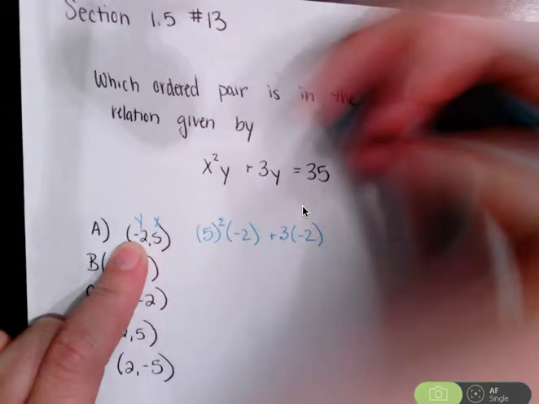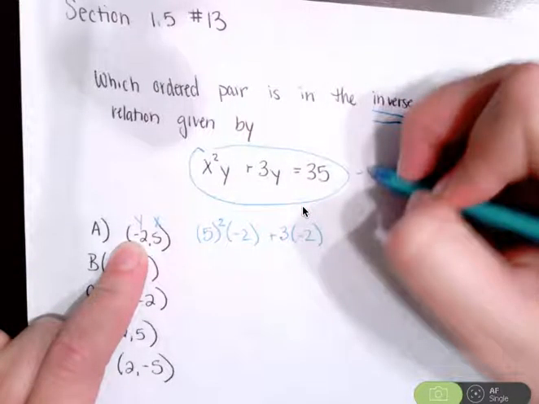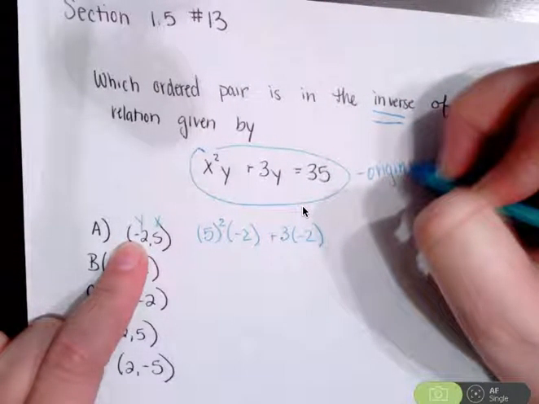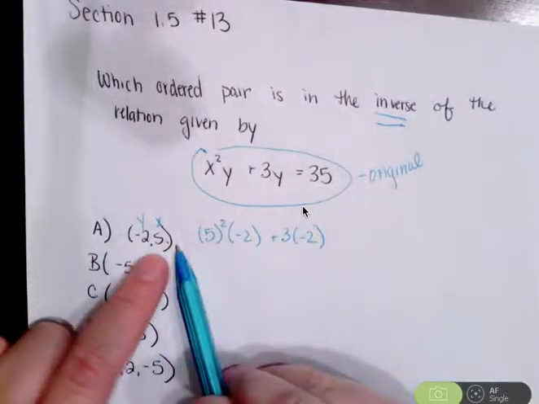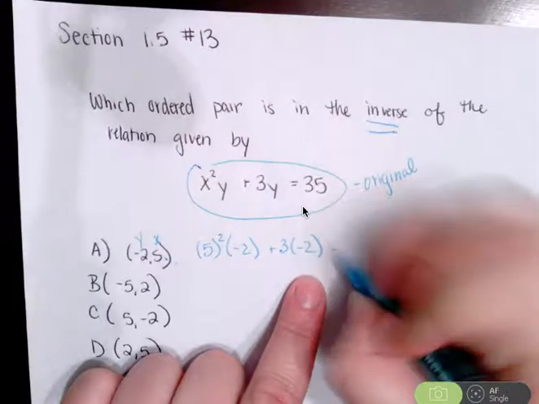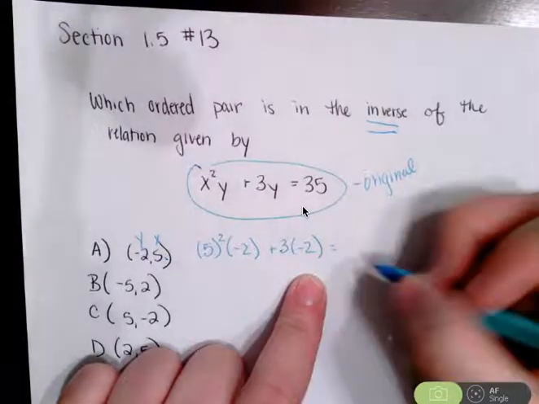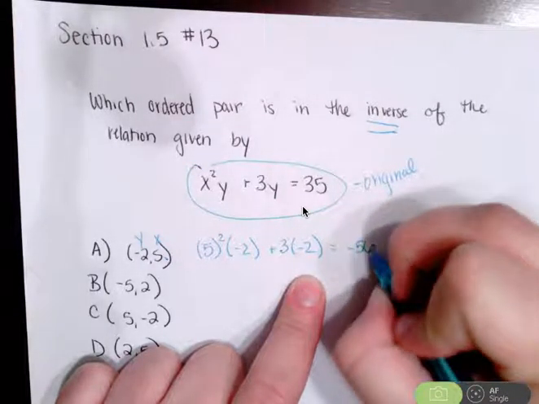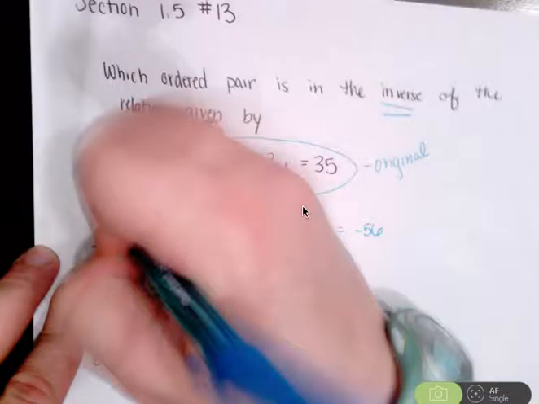So this was our original equation. We don't even have to find the inverse, we just have to see if those points would work. So when you plug those in, you would get -56. And that's not 35, so A does not work.